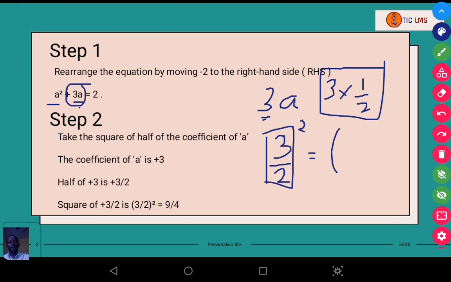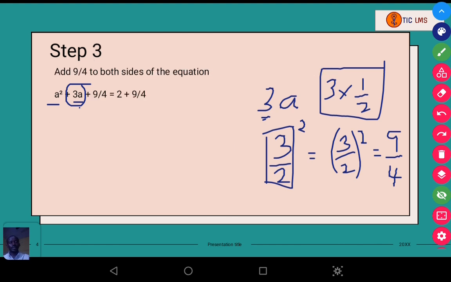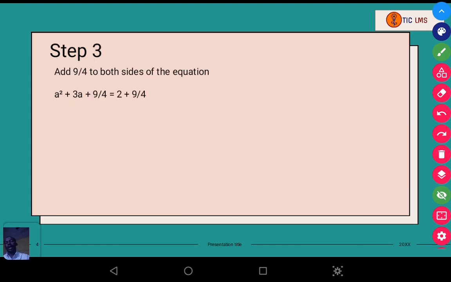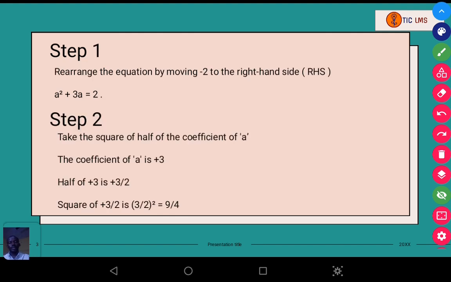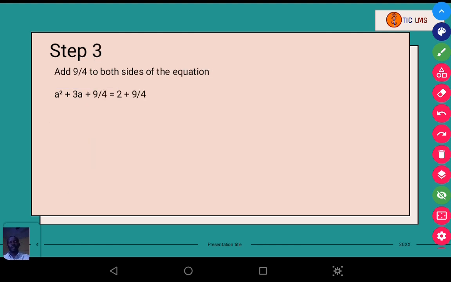So that means you end up having 3 over 2 squared, which you can write as 3 squared is 9, and then 2 squared is 4. Okay, so we have that. Now the next thing is we're asked to add the 9 over 4 to both sides of the equation. So do not forget the equation that we have there. We're going to add 9 over 4 to both sides, and that's what you're seeing here.